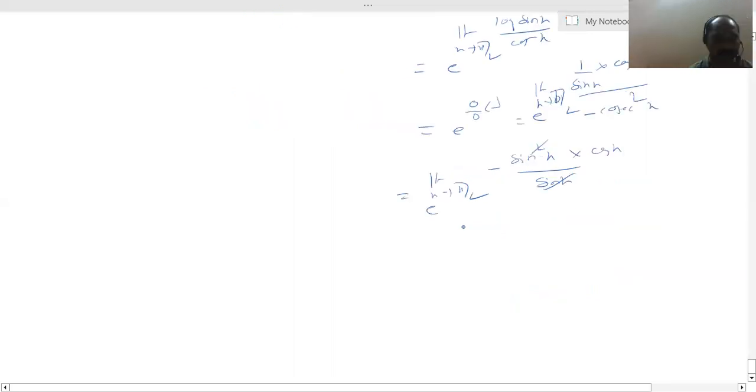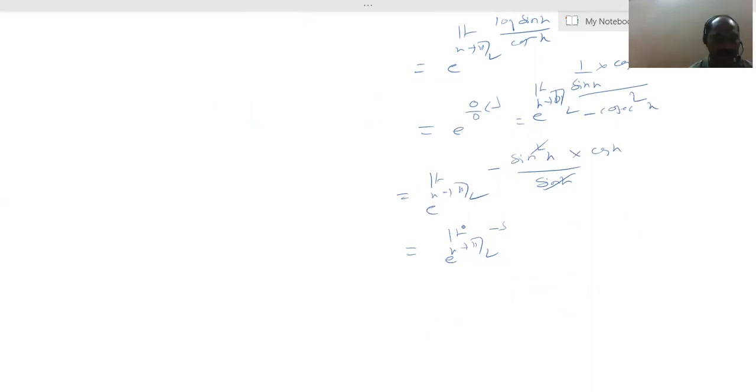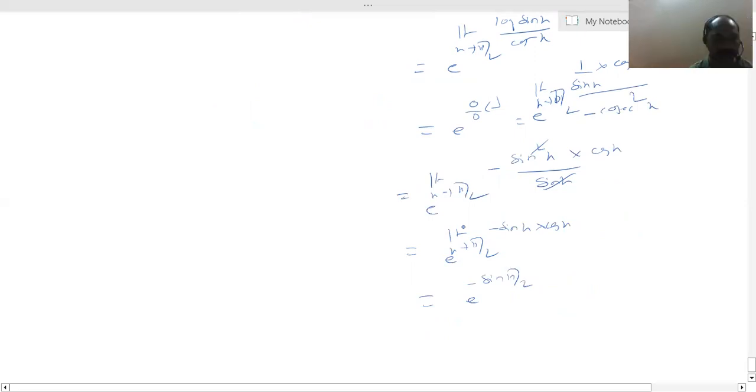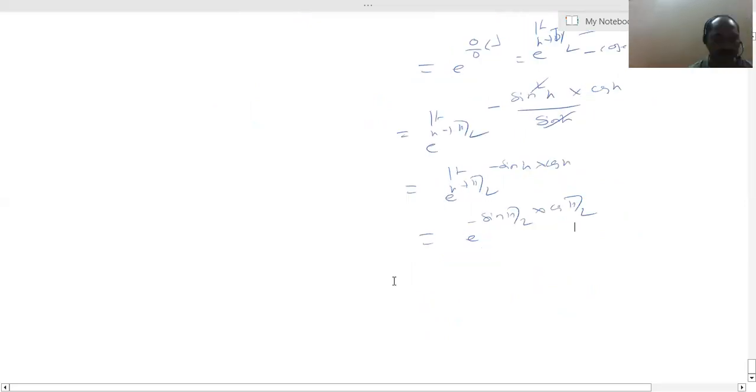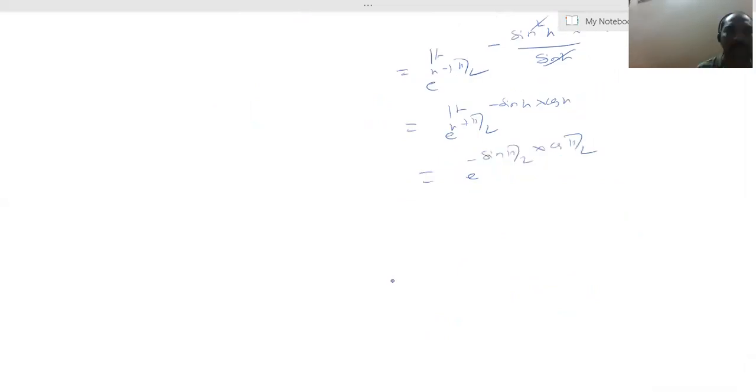Finally, we get e power limit x tends to pi by 2 of minus sin x into cos x. Substitute the limit value: e power minus sin pi by 2 into cos pi by 2, which is equal to e power minus (sin pi by 2 is 1, cos pi by 2 is 0). E power 0, e power 0 equals 1. Therefore, its limit value is 1. Next, one more problem in this model.